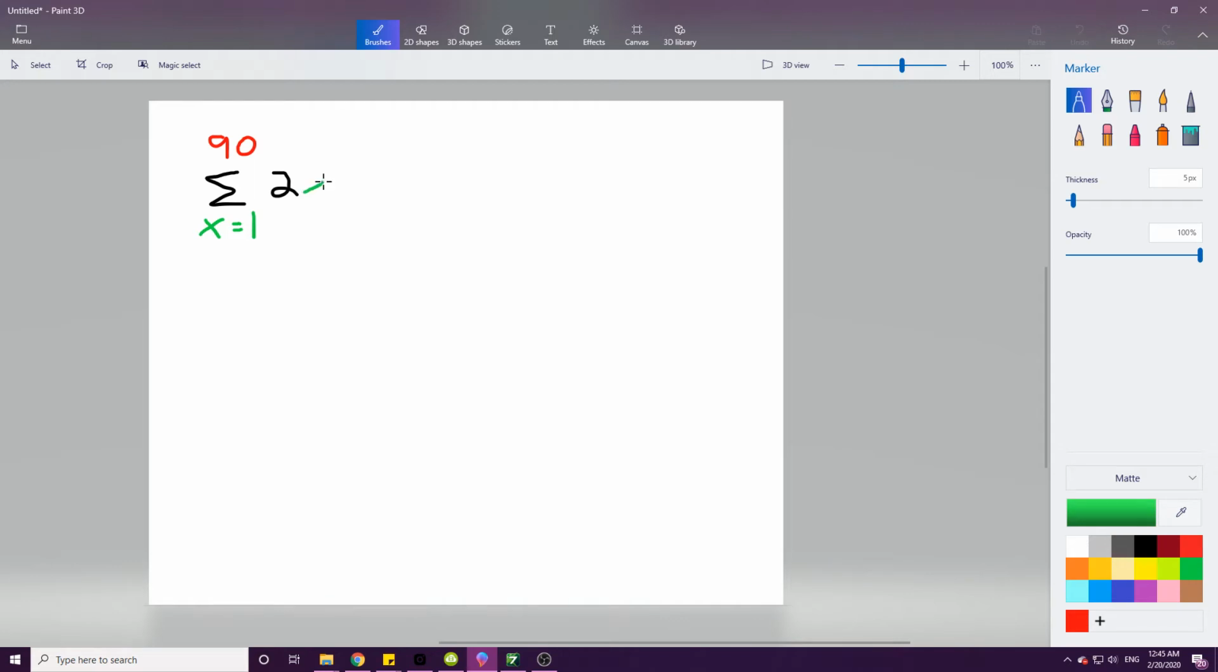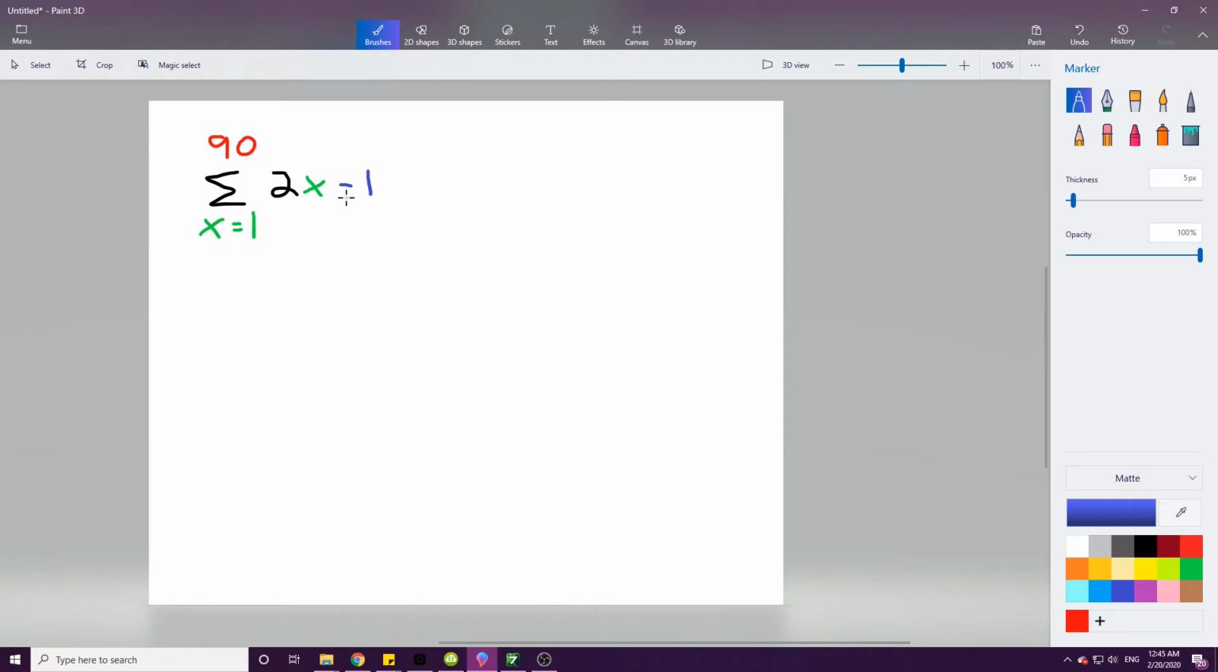So let's put 2 times x, okay? But the very first number for x is 1, right? So if I start with 1, 2 times 1 is 2. Does that give me my first odd number, which is 1? No, it doesn't. So how can I get to 1 if I have 2 right here? I can just put simply minus 1, right? Because if I plug in the 1, 2 minus 1 is 1. So then I have my first odd number.